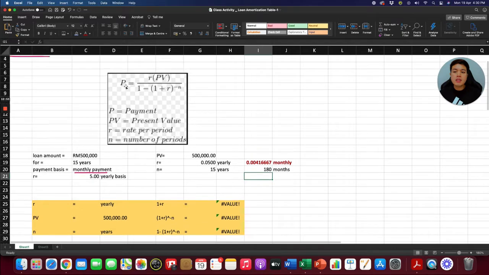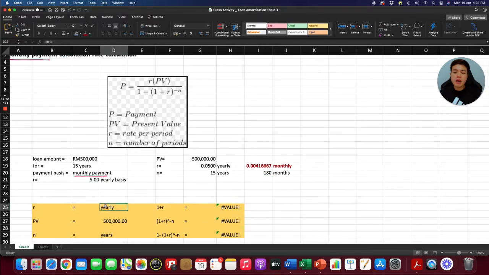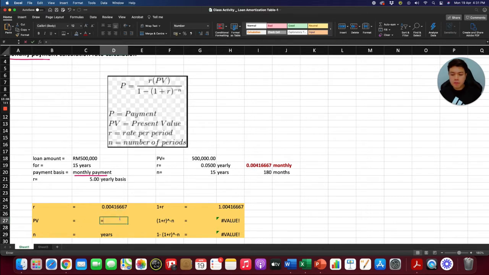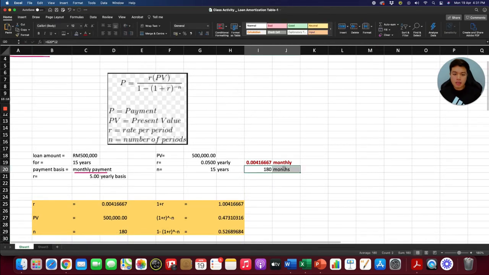So this is the formula. R. How much is your R, class? Remember, you have to take the monthly one, 0.00416667 here. Okay. What about PV? PV, don't forget, class. This is your PV. And then N. How much is your N? Remember, you have to take the monthly one here, 180 months. Let's make it bold and red as well so that we know. We take this one, 180 months.